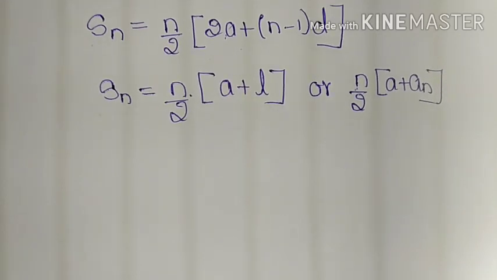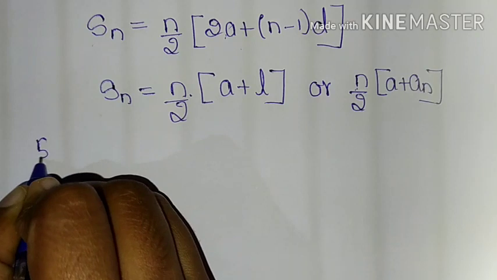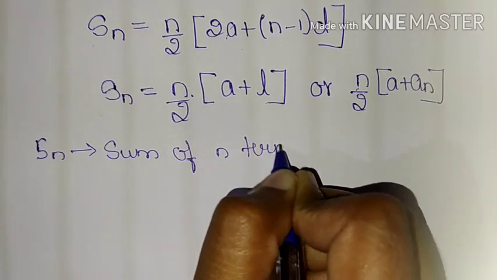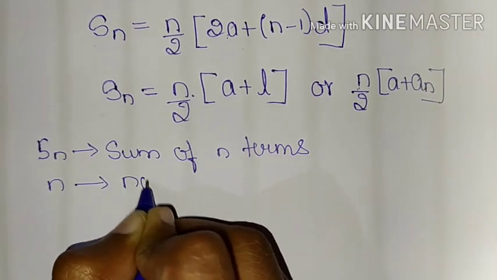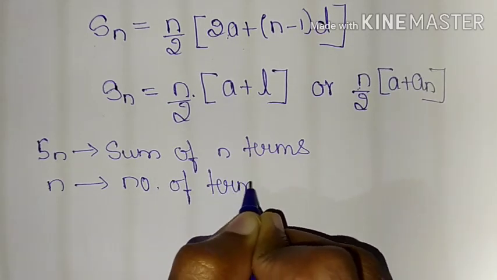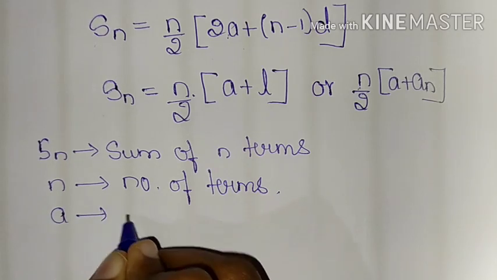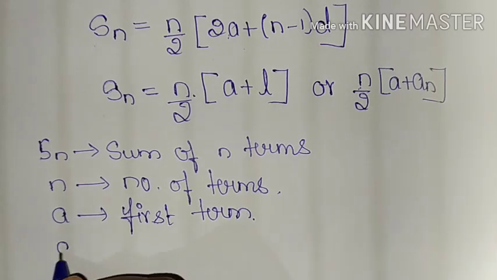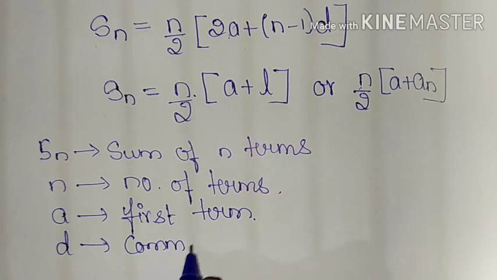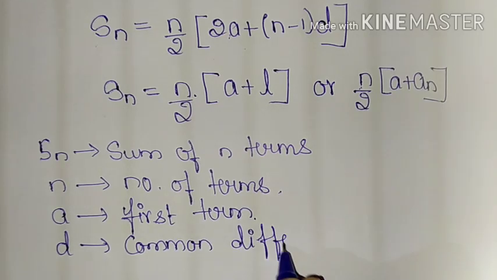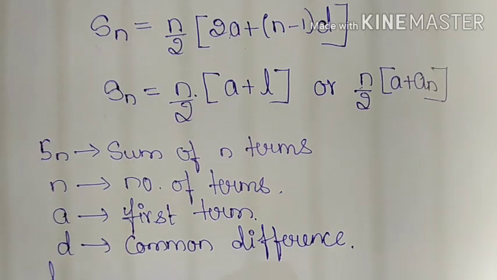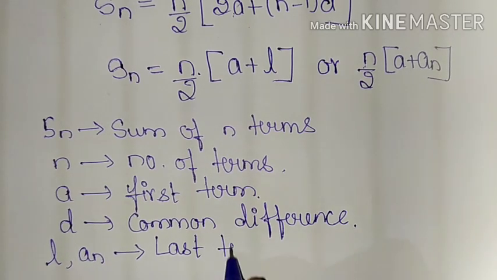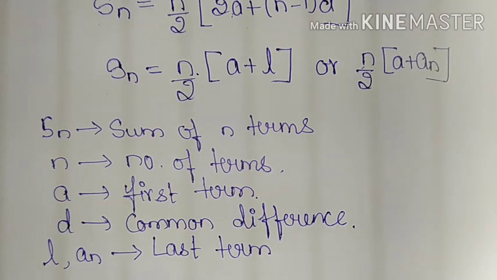So, the denotations here are: Sn is the sum of n terms, n is the number of terms, a is the first term of the arithmetic progression, d is the common difference, l or an is the last term, or the term which we are considered about.